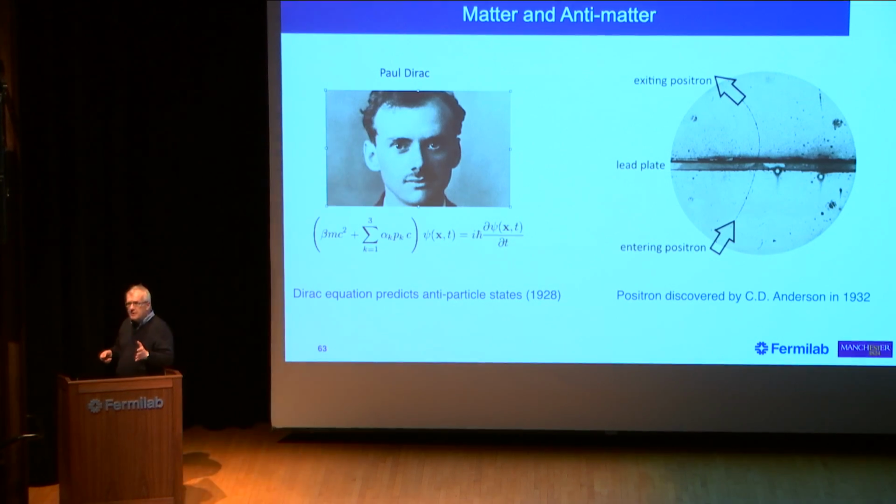And only two or three years later, C.D. Anderson, in cosmic rays, discovered the partner of the electron, which is the positron, and this is the first positron ever seen. It goes from here to here.